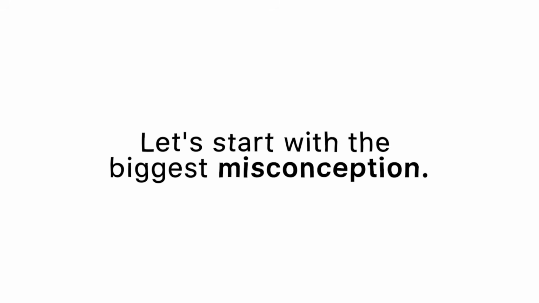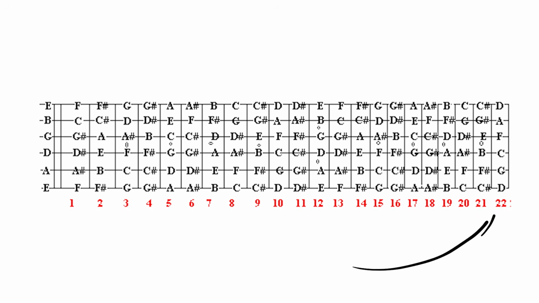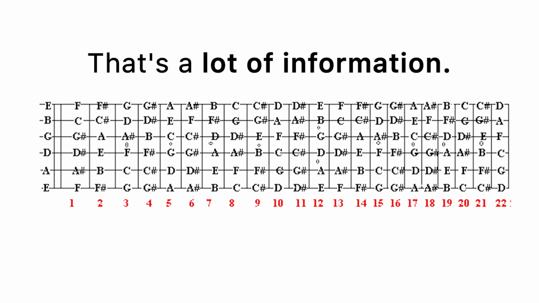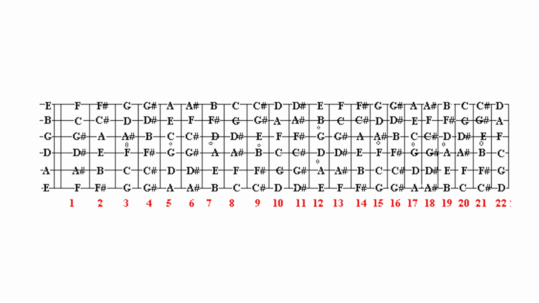Let's start with the biggest misconception. You don't have 20-something frets to memorize. If you look at a guitar, it seems like you're staring at 20-something frets across 6 different strings. That's a lot of information, but there's a really important shortcut. The 12th fret. Play an open string. Now play that same string at the 12th fret. It's the same note, just 1 octave higher, and this happens on every string.